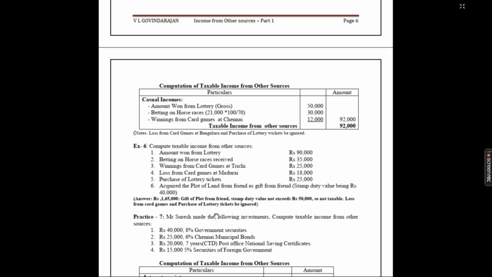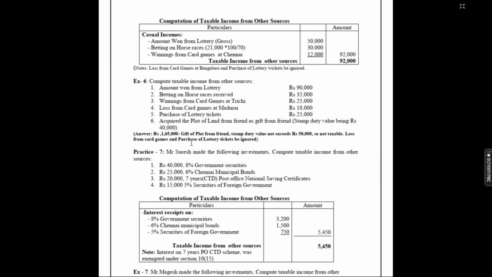Now practice 7. Mr. Suresh made the following investments. Here, only the actual amount of investment was given. We have to compute the interest amount by multiplying the actual investment by the concerned interest rate of such securities. 40,000 invested in 8% government securities, 25,000 invested in 6% Chennai municipal bonds, 20,000 invested in 7 years cumulative time deposit scheme, which is not taxable, and 15,000 in 5% securities of foreign government. Out of the 4 investments, the third one was fully exempt under section 10(15).